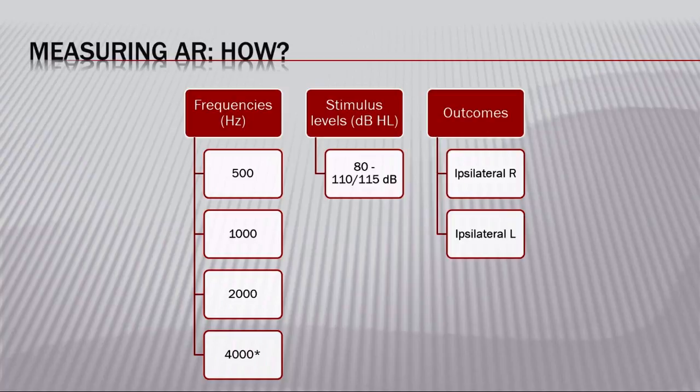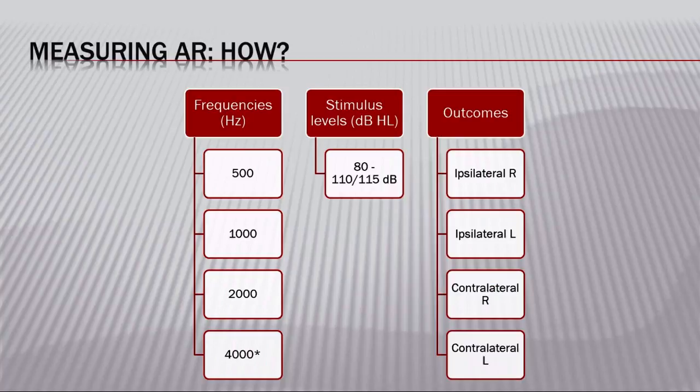You have ipsilateral right, ipsilateral left, contralateral right, and contralateral left reflexes. And typically you look at them as a set. So you're looking less at individual reflexes and more the overall pattern for these 4 different categories. Are the reflexes present at levels that would be normal? Are they absent or elevated? You're essentially looking for a normal or abnormal outcome.